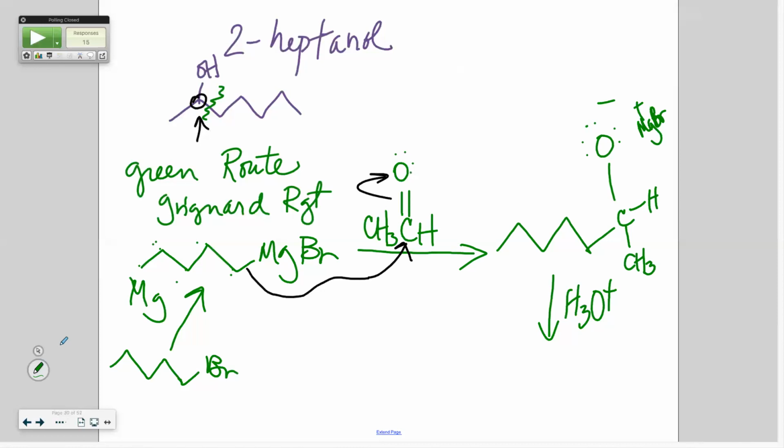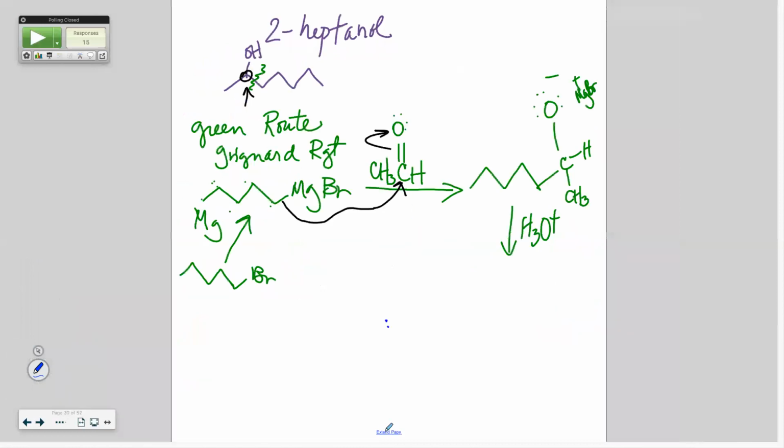All right, now there was another way to make that. This is method 1. This is the green route. How else could you make it? You have any ideas? There's often going to be more than one correct answer for things. Okay, so what is the other one? Remember that the carbon of the OH, that the OH is on, come on.